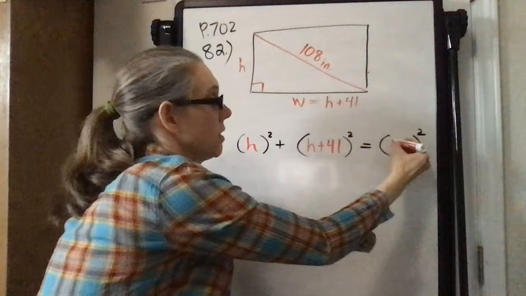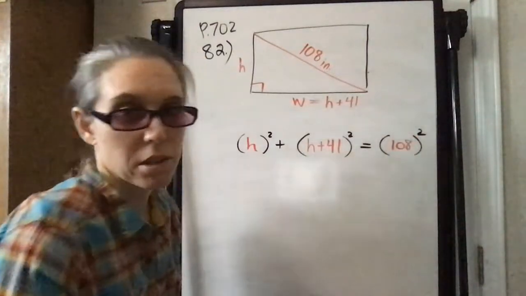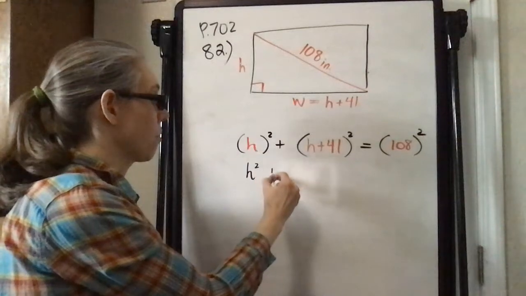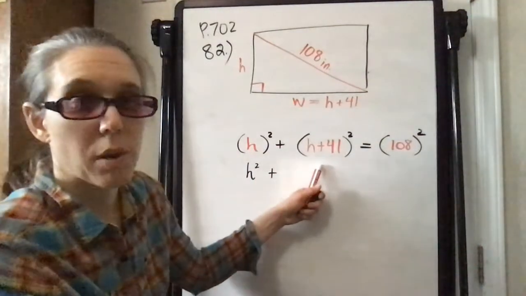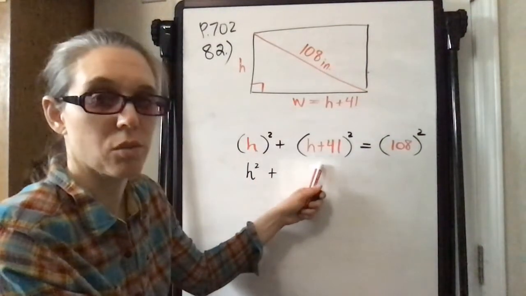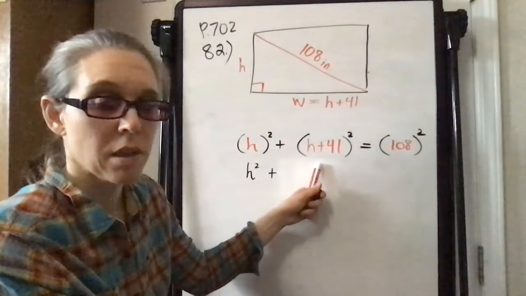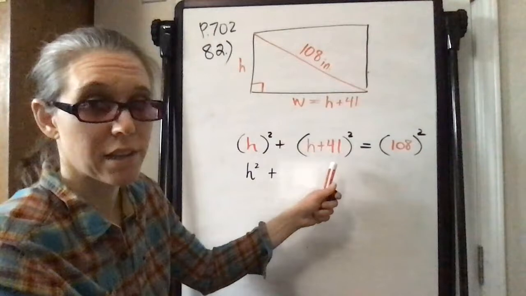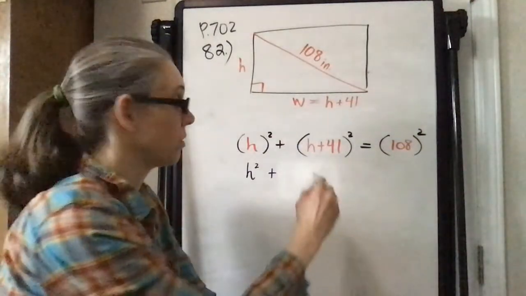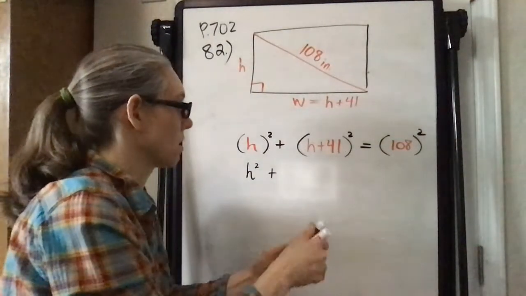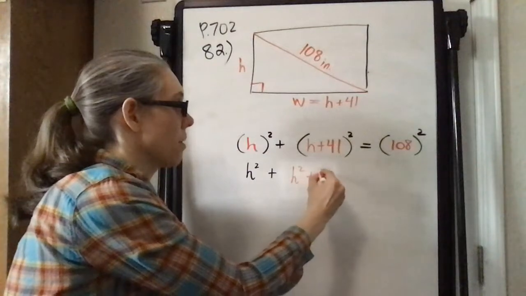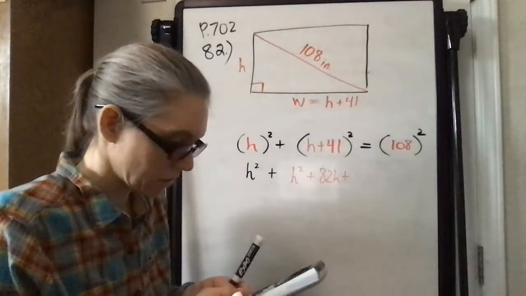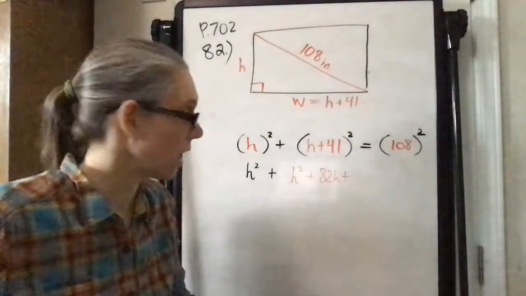And then c is always the hypotenuse. So this becomes h squared plus, here we are squaring a binomial. Remember that when you square a binomial, you get a trinomial. h plus 41 squared is h plus 41 times h plus 41, which gives you h squared plus 82h plus 1681.